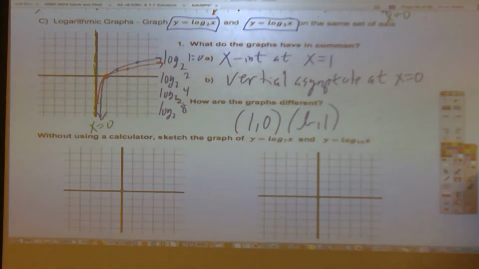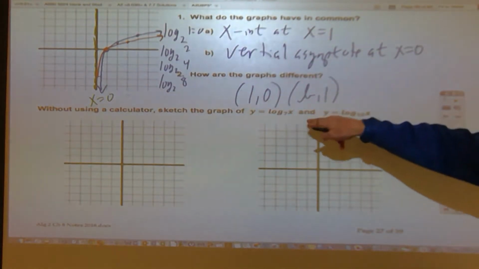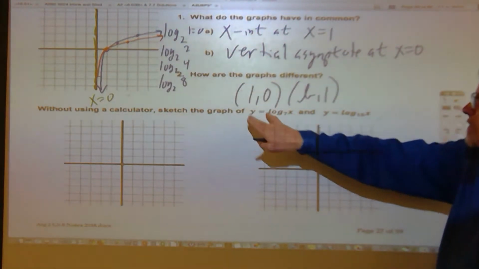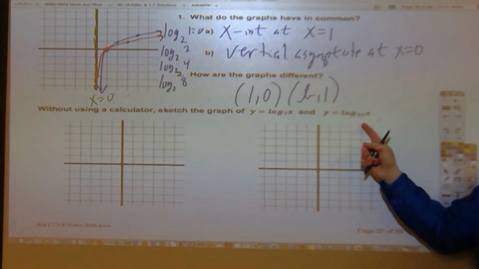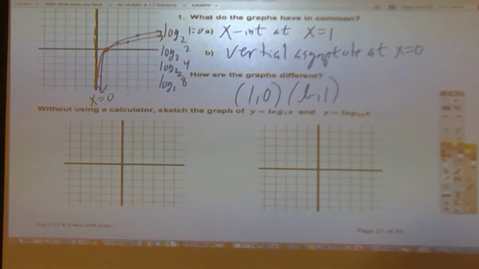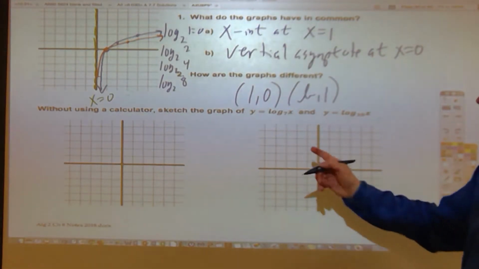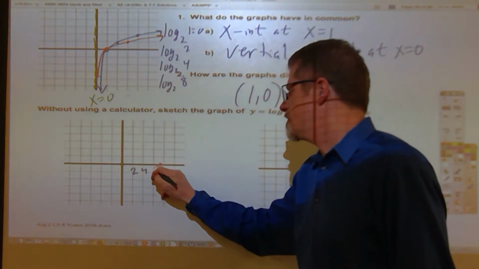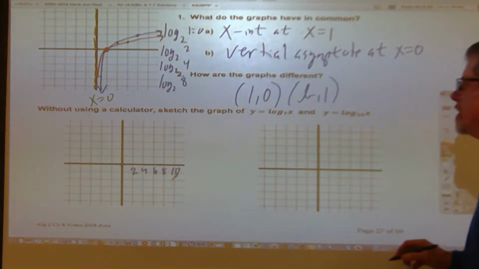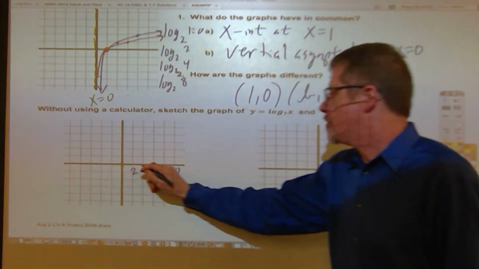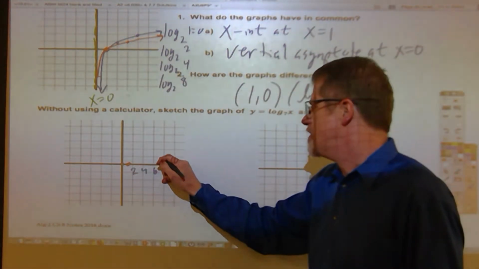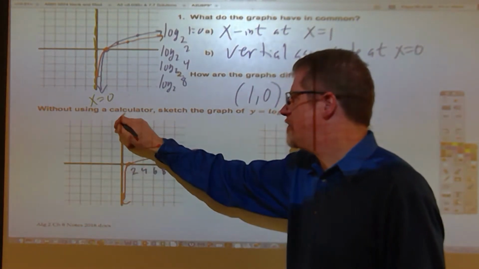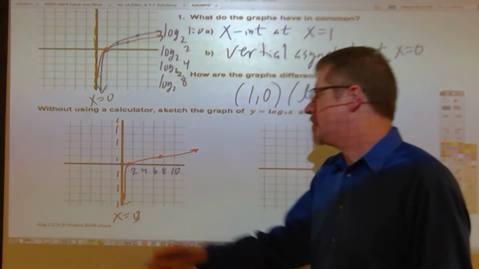So, without a calculator, sketch these. Here where b is equal to 7, you're going to plot the points 1, 0 and 7, 1. When b is equal to 10, it's going to be 1, 0 and 10, 1. Here we go. These don't take too long. For 7, the graph's not big enough, so let's go by 2's. 2, 4, 6, 8, 10. So we need the points 1, 0, which is right here, and 7, 1. That's the graph of log base 7 of x, put in the vertical asymptote at x equals 0.